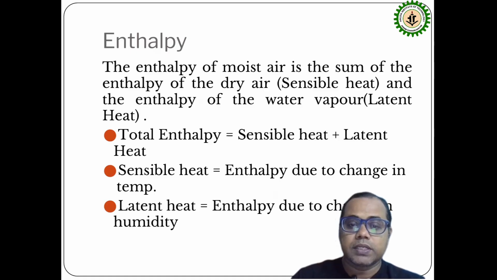Suppose solid to liquid, ice to water. This is known as the latent heat of melting. Liquid to solid is the latent heat of crystallization. Liquid to vapor is the latent heat of vaporization. Ice to water vapor is the latent heat of sublimation, and vapor to solid is deposition. So whatever heat is required at constant temperature to change the phase is known as latent heat, while the enthalpy due to change in temperature is sensible heat and the enthalpy due to change in humidity is latent heat.